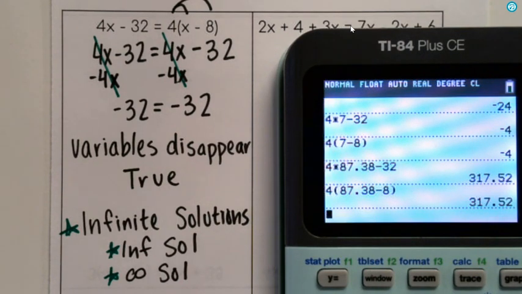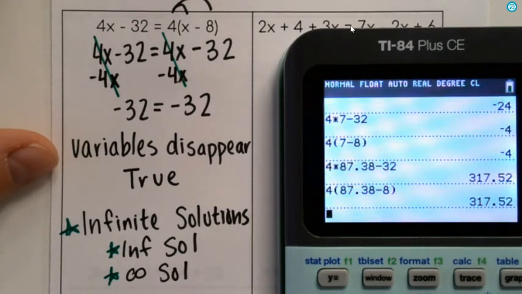I actually put in minus 32. There you go, 317.52. So we can do this all day. We're not going to. We're going to stop there. But I could put in any number, and it would be a solution to this equation. Okay? Let's do the next example, and then we'll start filling out our flowchart.